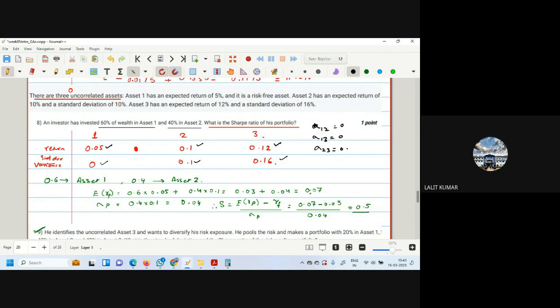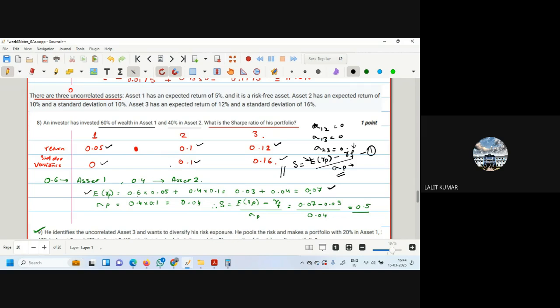So how to go about it? We know that Sharpe ratio is equal to expected total return from that portfolio minus RF, divided by standard deviation of that portfolio. This is one important formula you have to remember. So what we have to calculate? RF is given. We have to calculate first the expected return, then the sigma P of this, and then we calculate. So expected RP will become 0.6 into 0.05 because he is investing in asset 1, plus 0.4 into 0.1. So this comes to 0.07.